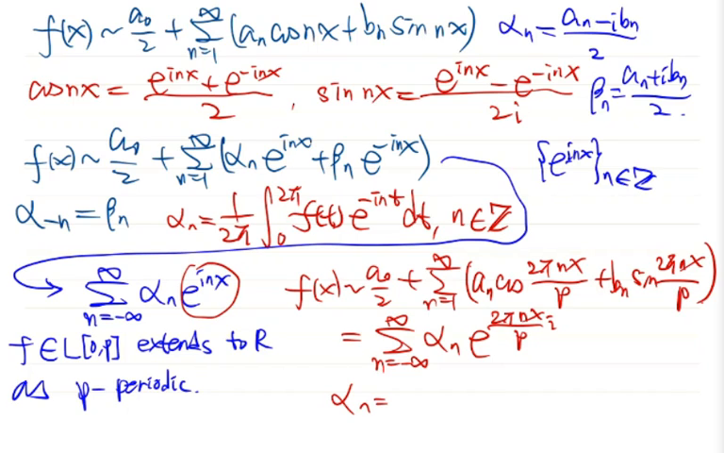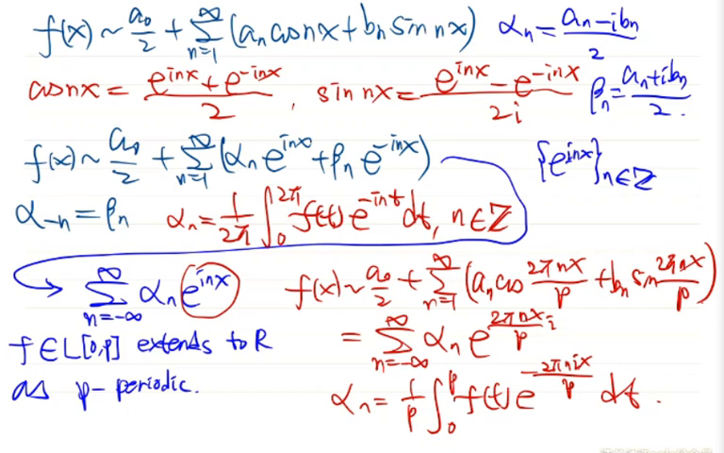Here alpha n is given by the integral, similar to the previous 2-pi case: 1 over p times the integral from 0 to p of f(t) exponential of minus 2 pi i n t over p dt. Okay, this is just an elementary computation. So these are the complex forms of the Fourier series. Complex form, very useful.